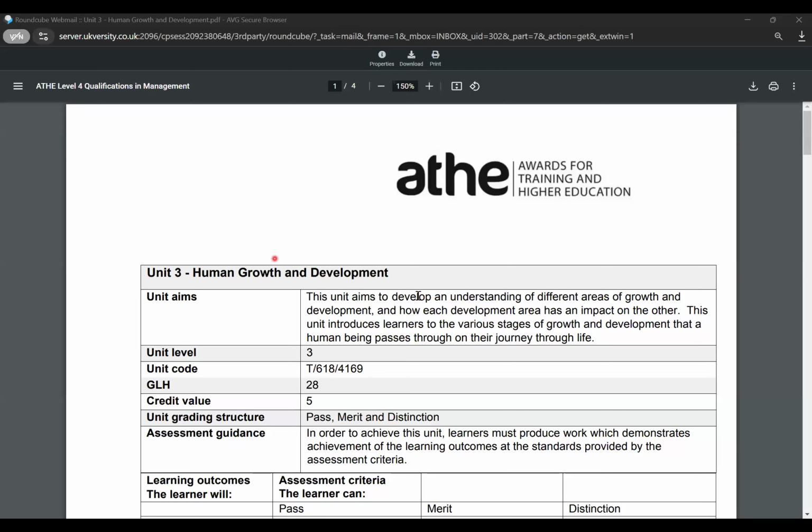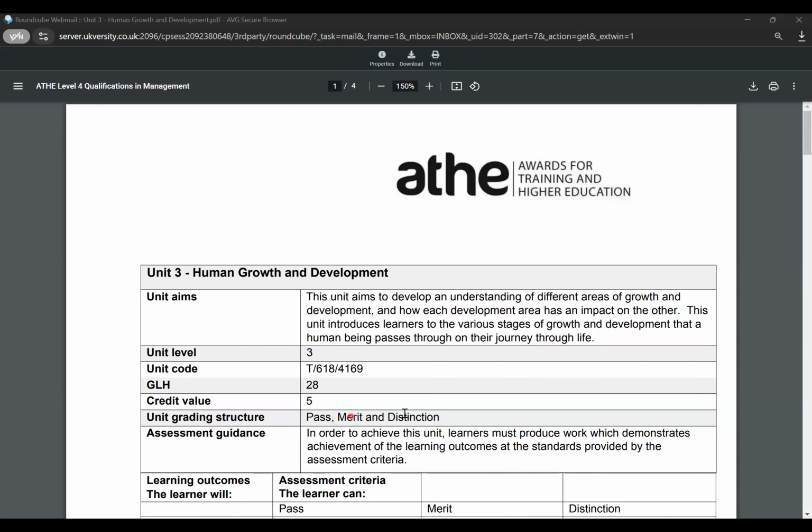This unit aims to develop your understanding of different areas of human growth and development, and how each development area has an impact on each other. So the physical will have an impact on the mental, will have an impact on the intellectual, and so on and so forth. And this unit introduces learners to various stages of growth and development that a human being passes through on their journey throughout life.